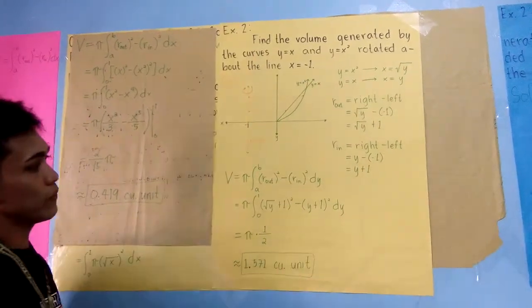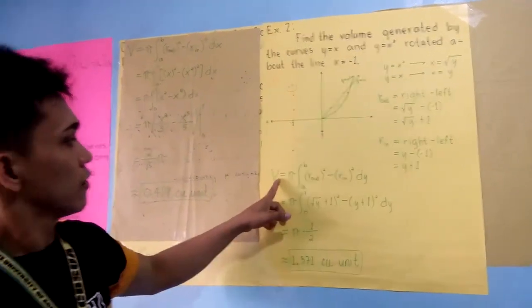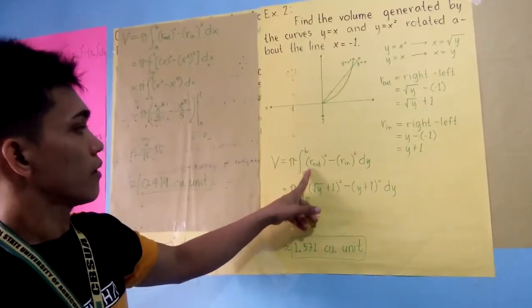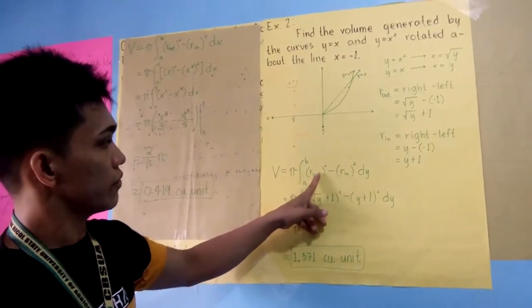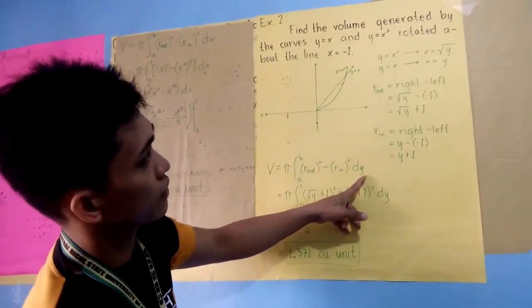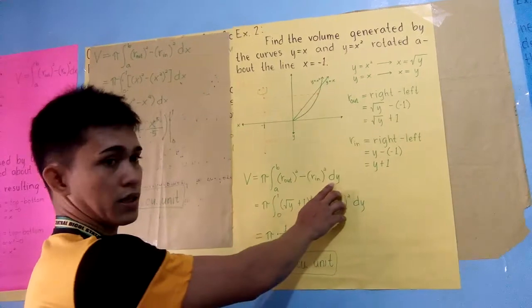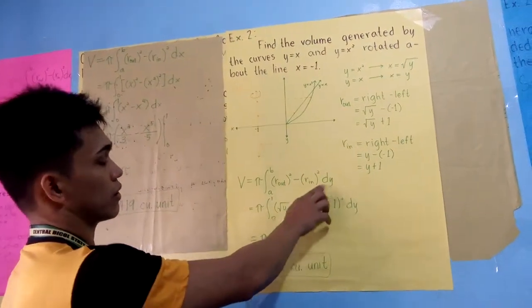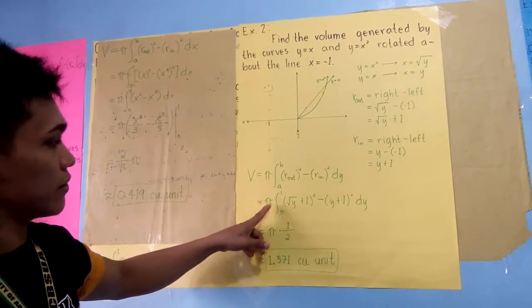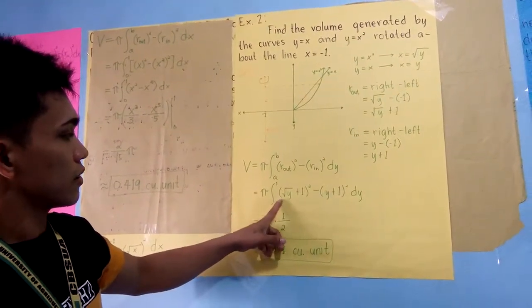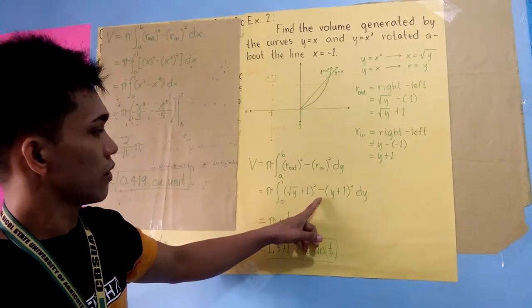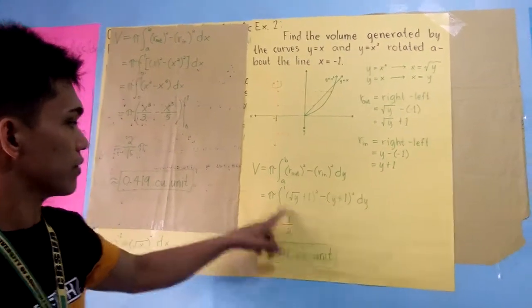To find the volume, we will use the formula. The volume is equal to pi times the integration of the square of the outer radius minus the square of the inner radius dy. Since we are solving in terms of y, we use the symbol dy, from a to b, which equals pi times the integration of the square root of y plus 1 raised to 2 minus y plus 1 raised to 2 dy from 0 to 1.